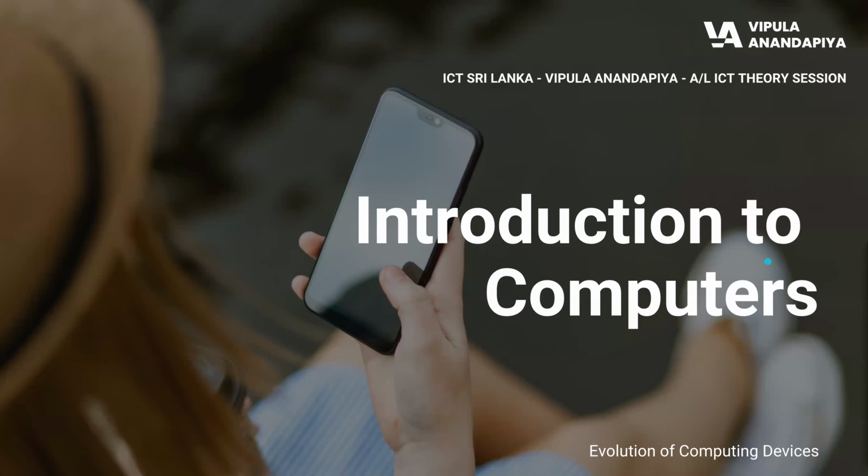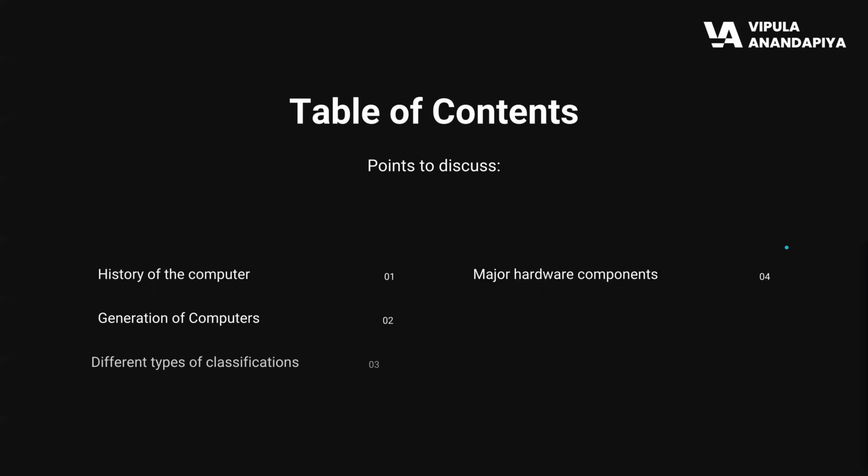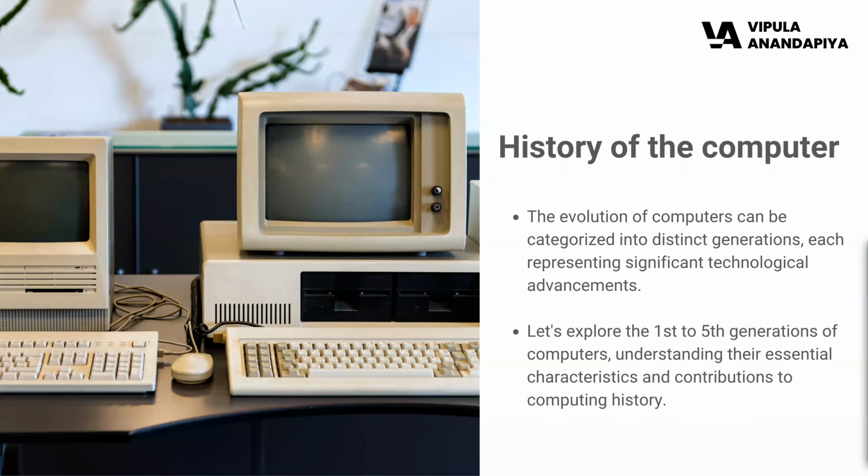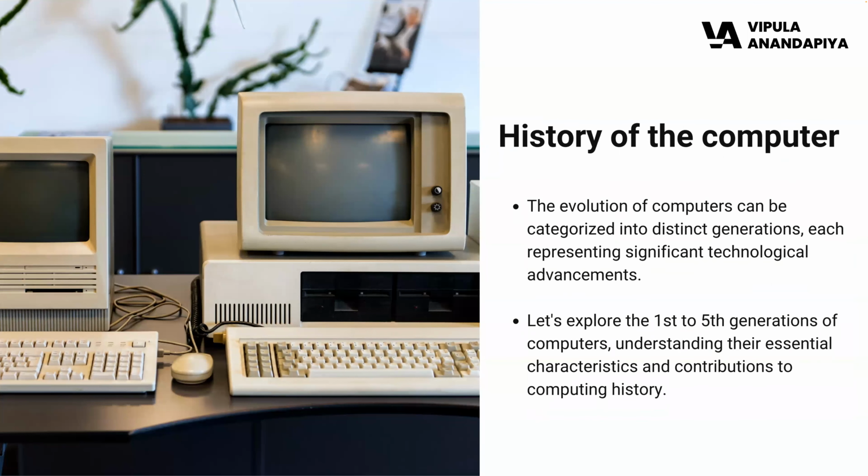Okay, super. So for today's lecture, the table of contents: we'll be going through the history of the computer, the generations of computers, different classifications of computers, and then the major hardware components, basically what we need for a computer to work. We'll start with the history of the computer.